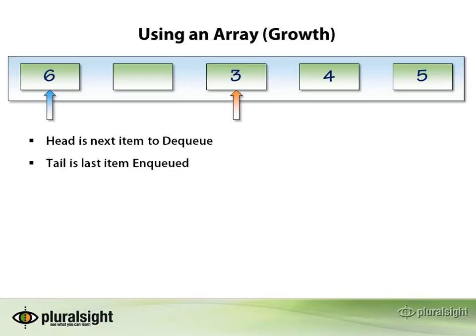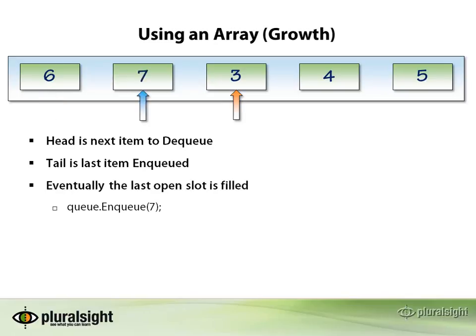The tail item is the first array item. That is the last item in the queue. There's also an open slot in the array. That slot will be filled the next time enqueue is called.